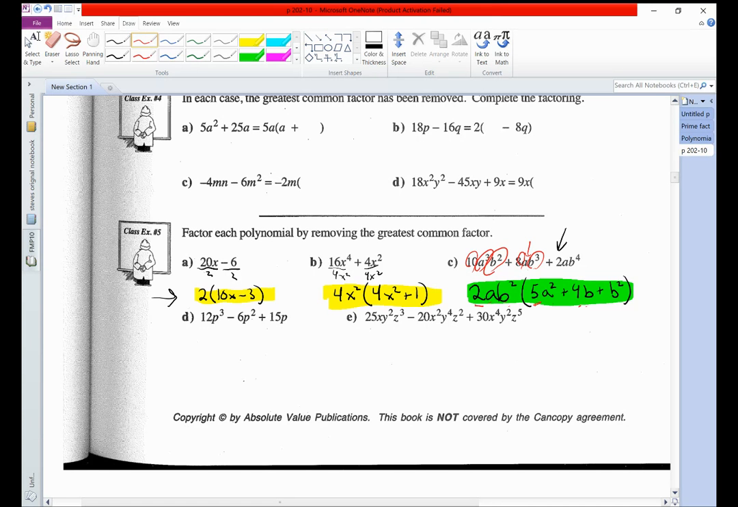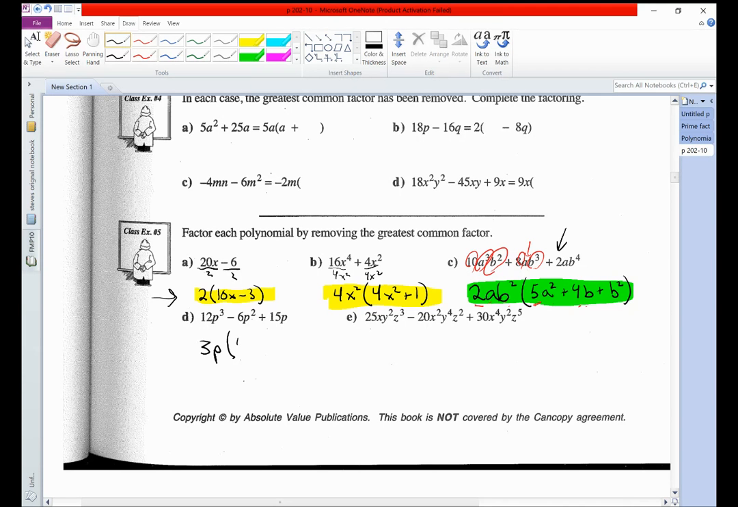Okay, let's do the last two. 12p cubed minus 6p squared plus 15p. What's the biggest number we can divide out of 12, negative 6, and 15? And we can pull a 3 out of all of those. Can we pull a variable out of every term? And you see that we can pull a single p out of all of those terms. What are we left with?